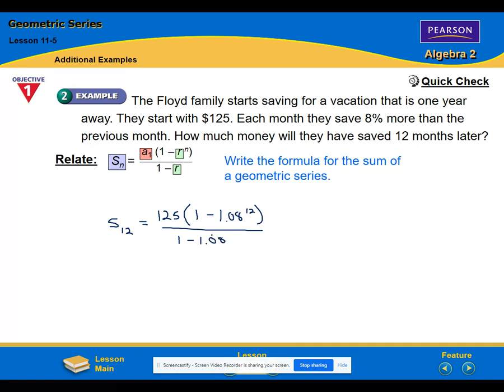And again, you're going to need your calculator for this. So pardon me while I do that on my own handheld calculator. I get $2,372.14. Okay? That's how much the Floyd family can spend on vacation.